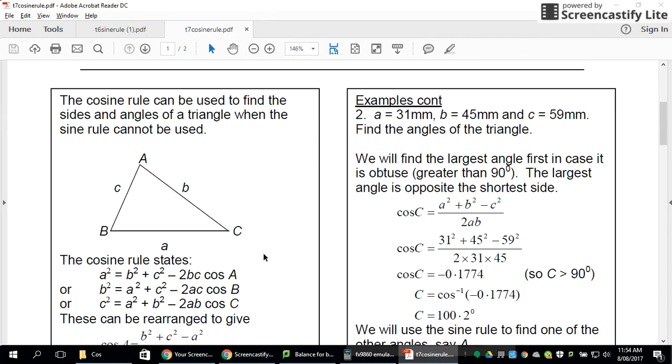So our cosine rule is this. It looks pretty nasty, but just bear with me. We've got a squared, so this length is equal to this length squared plus this length squared minus 2 times the two lengths that we just talked about times cosine A. It looks crazy, but just bear with me.